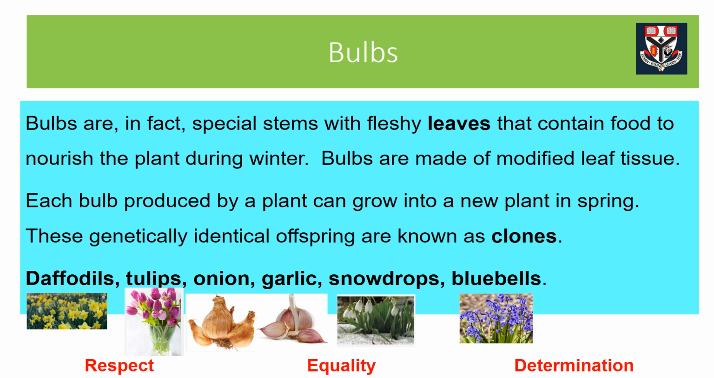This task sheet has to be completed as you go through the next few aspects of the video. Bulbs are, in fact, special stems with fleshy leaves that contain food to nourish a plant during winter. Bulbs are made of modified leaf tissue. Each bulb produced by a plant can grow into a new plant in spring months. These genetically identical offspring are known as clones. Some examples of plants that reproduce using bulbs are daffodils, tulips, onion, garlic, snowdrops, and bluebells.